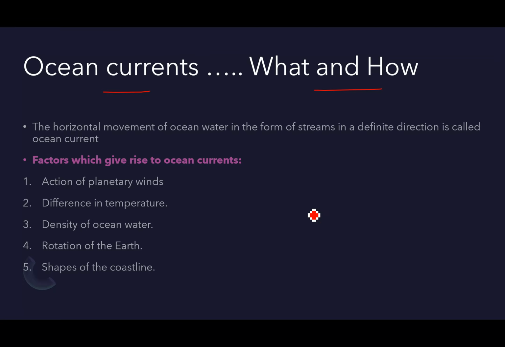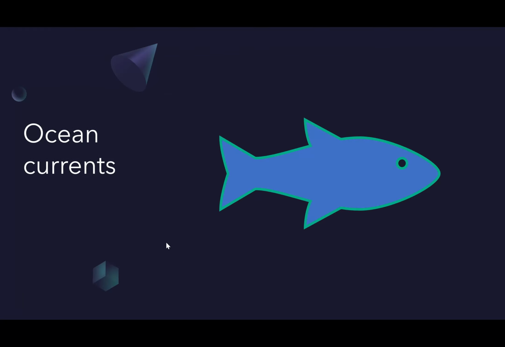Now it's the horizontal movement. You know this is vertical, but this is the horizontal movement of ocean water in the form of streams, and it is in a definite direction, that is called an ocean current. Now there are various factors which lead to ocean currents: the planetary winds, the difference in temperature and density of the ocean water, the shape of the coastline, and the rotation of the earth. So there are lots of factors which give rise to these ocean currents.